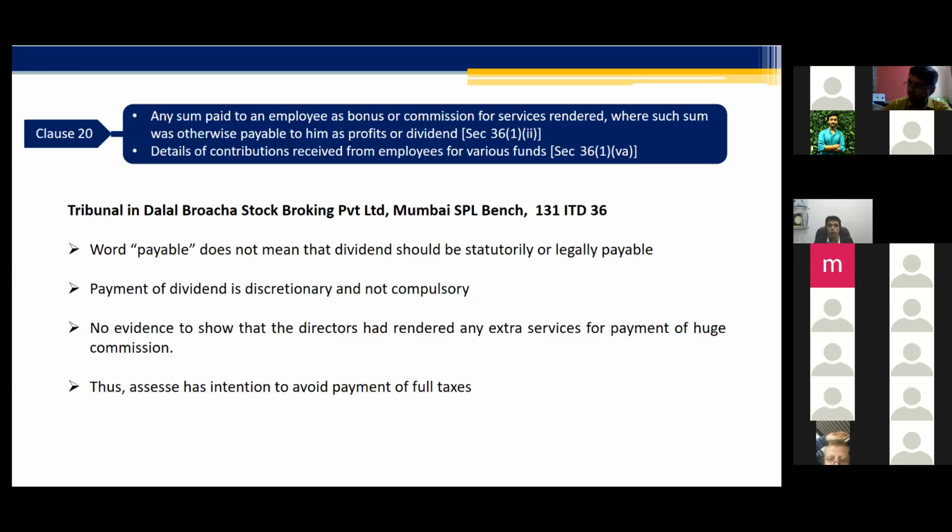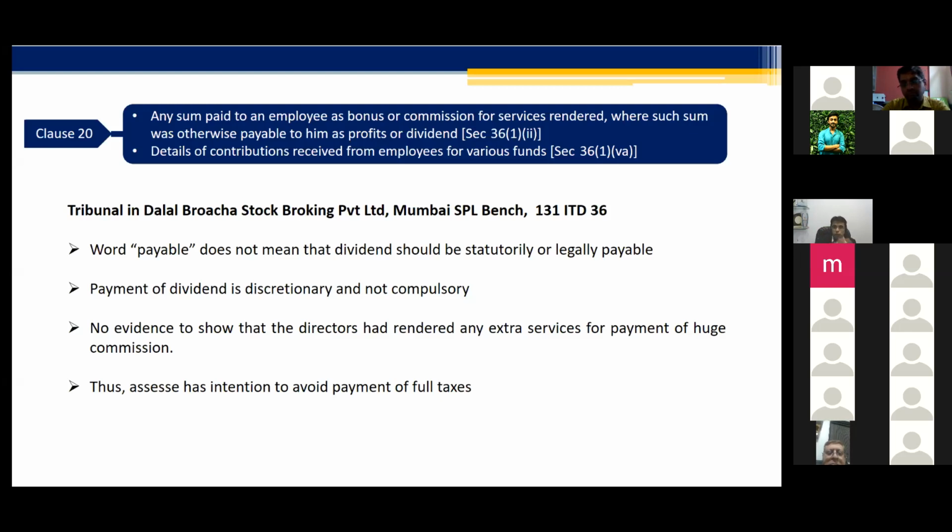Now, how do we actually report it? The question arises: how do you assess that the bonus or commission would otherwise have been payable as dividend? There are two or three tests, according to me. The first test is whether this bonus or commission has been paid to all employees or not. Let's take an example. I pay only 20% bonus to all employees, but to my shareholder directors I pay 60% bonus. So there has to be some reason for it.